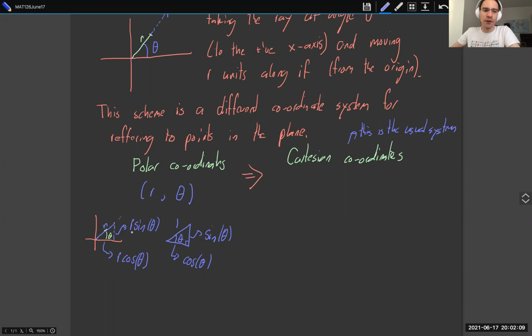And if you look at, for example, the ratio of this side to this side, then it's r sine theta divided by r, so that's sine theta. So indeed, the sine of this triangle is sine theta. So that gives us a way for going from polar coordinates to Cartesian coordinates. The x coordinate is r cos theta, and the y coordinate is r sine theta.